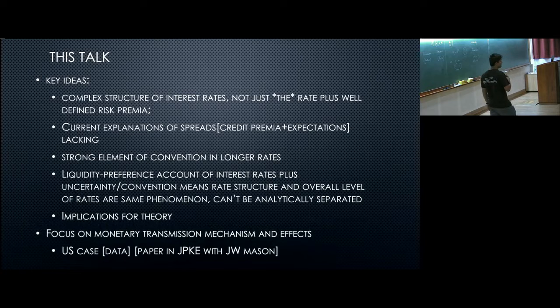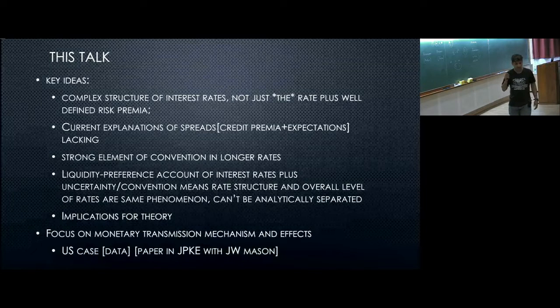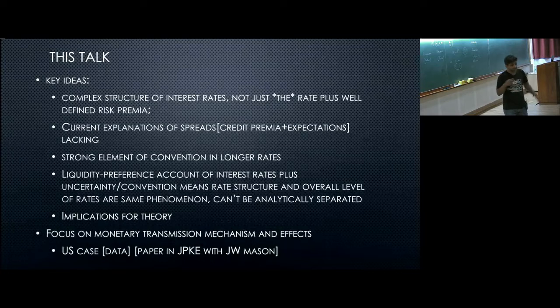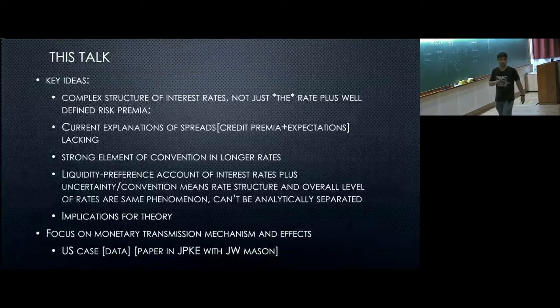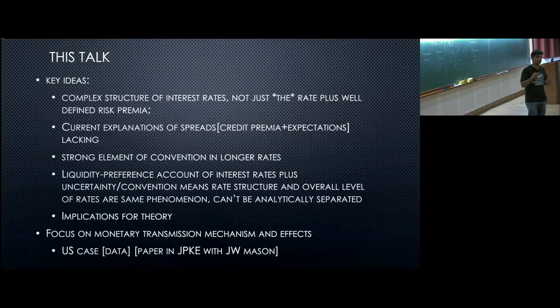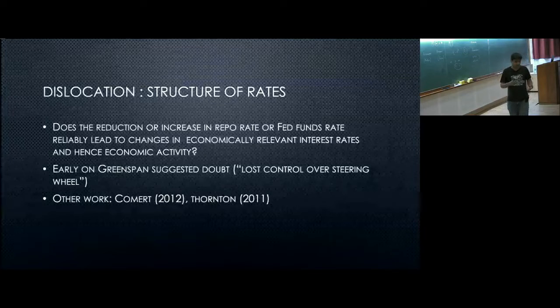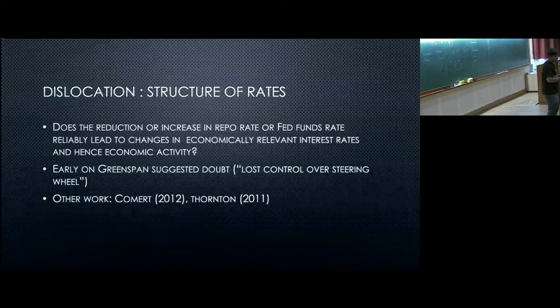So what I'm going to be doing in this talk is really discussing the history of the monetary transmission mechanism, using data from the US from the 1950s. This is from several papers I've done with J.W. Mason, published in the Journal of Post-Keynesian Economics, just to give you a sense of how the transmission mechanism has broken apart and what the explanations for that are. All right. So, as I was saying, the dislocation, the structure of interest rates.